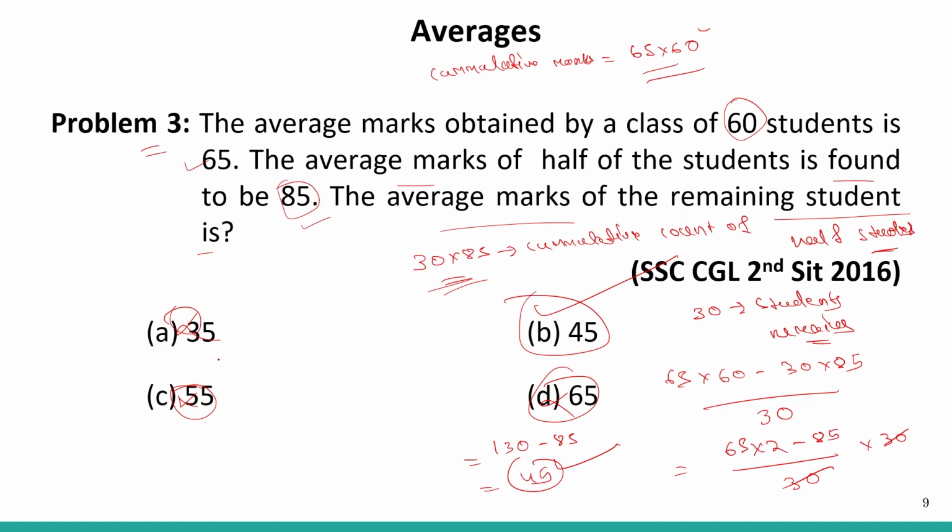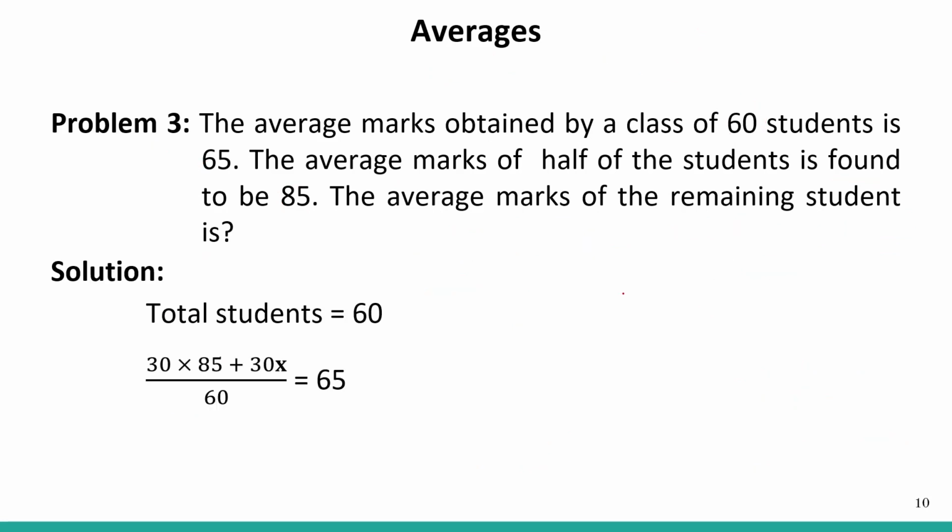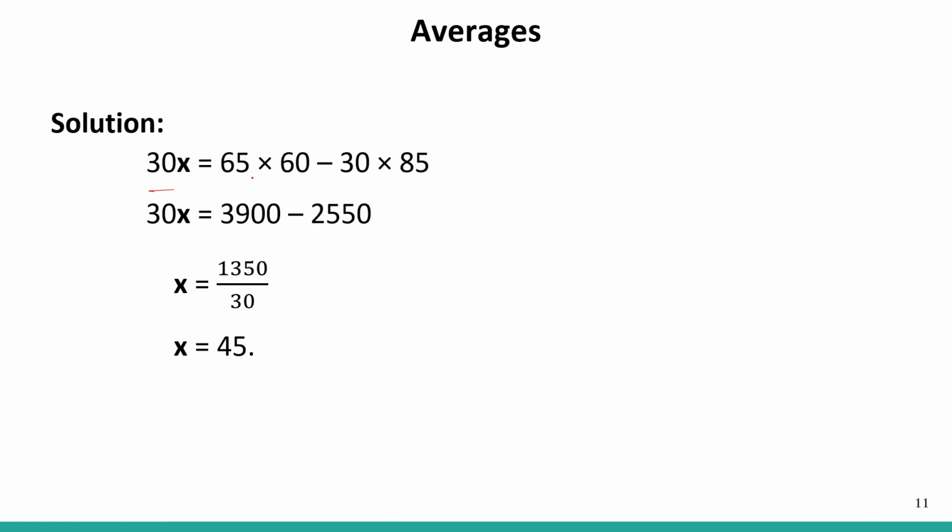Let's go forward with a step-by-step solution. This question has been asked in SSC CGL second sitting 2016. Total students are 60. So 30 into 85 plus 30x whole by 60 is equal to 65. So 30x is equal to 65 into 60 minus 30 into 85. So 30x is equal to 3900 minus 2550. So x will be equal to 1350 by 30. So x is equal to 45 here. So 45 is the correct answer.